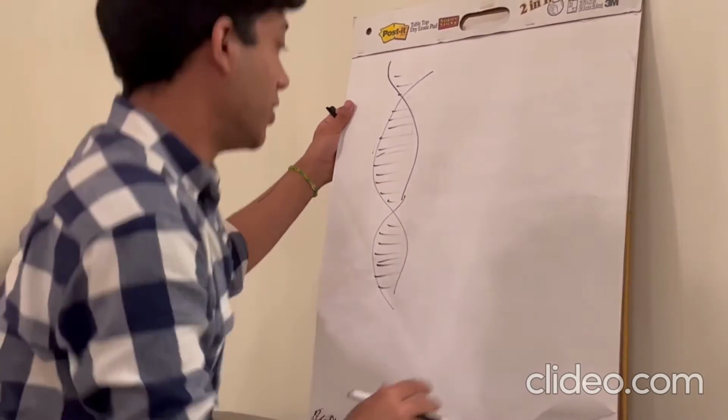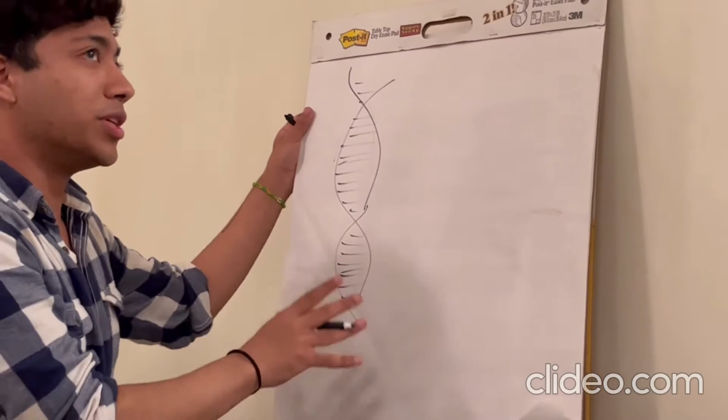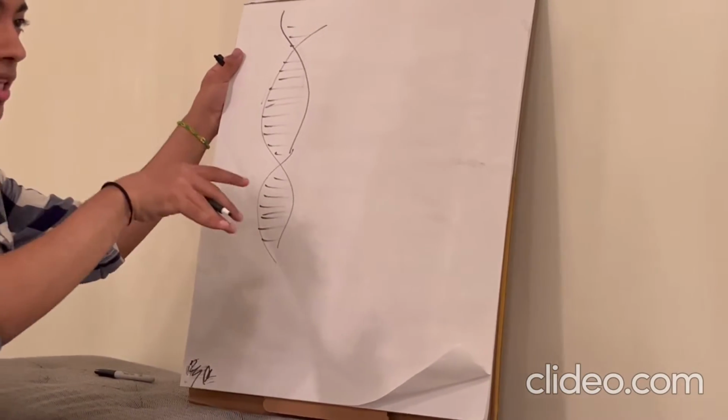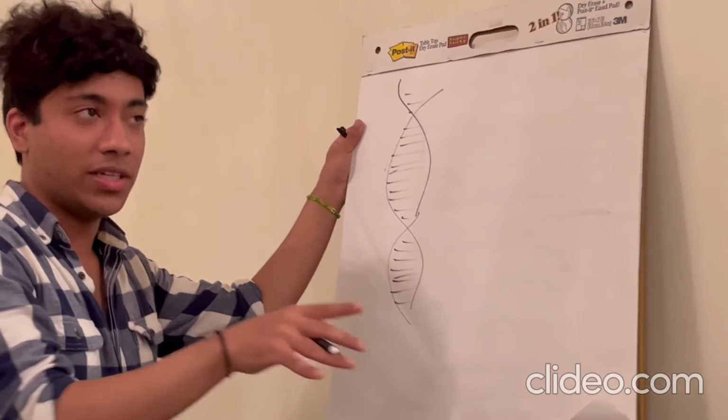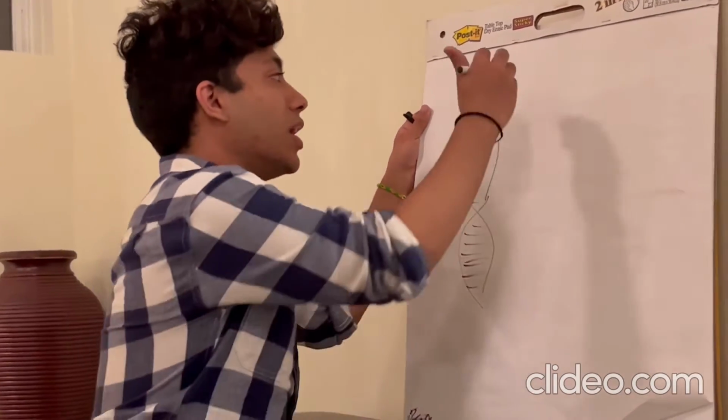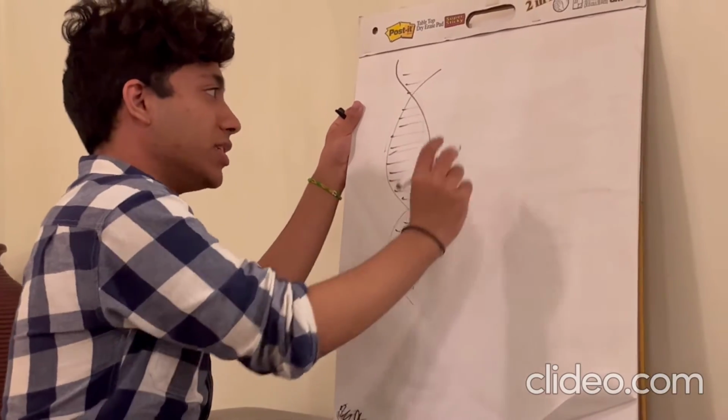And like I said, it carries the genetic information pertaining to that specific organism, such as the DNA of each individual human is different, even twins, but also animals and fruits, even vegetables. Moving on to genes.